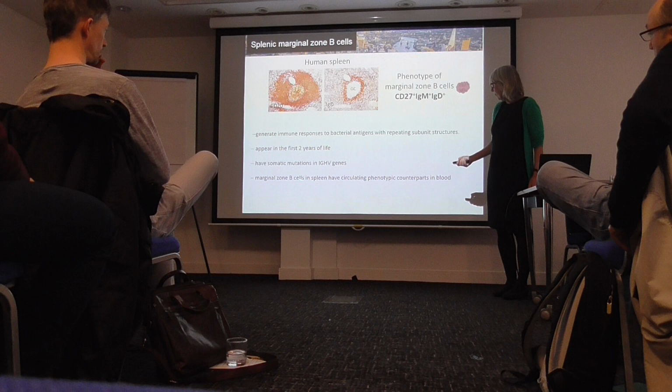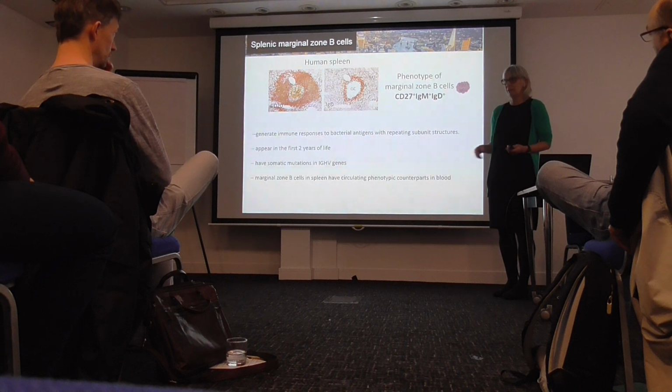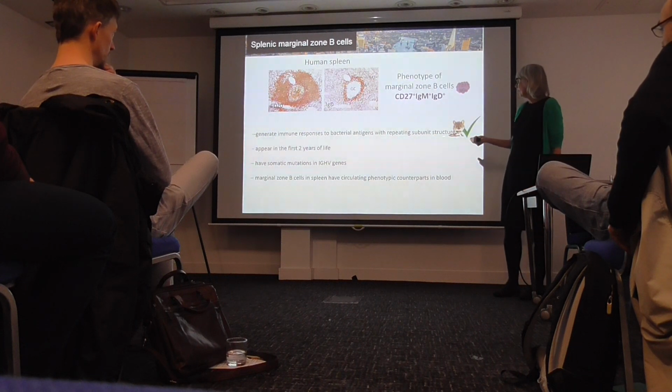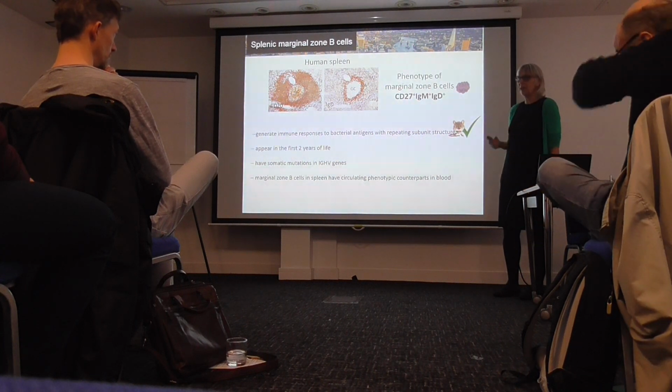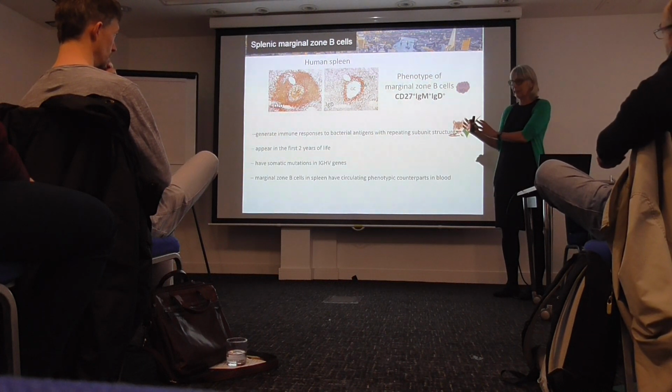And lastly, marginal zone B cells in the spleen have circulating counterparts. So that is relevant in humans. Mice don't have them. Actually, I think my next slides tell you what is true of mice. So this is absolutely true of mice as well. Marginal zone B cells in a mouse are responsible for making immune responses to those bacterial antigens.